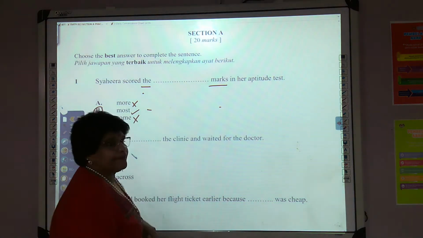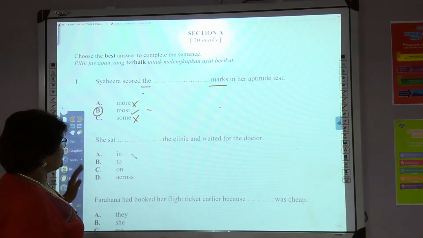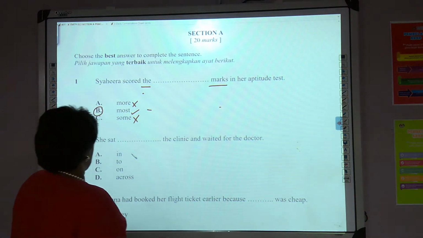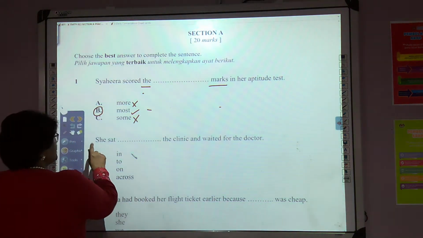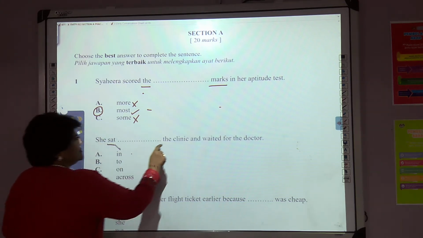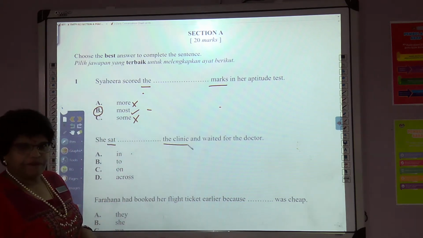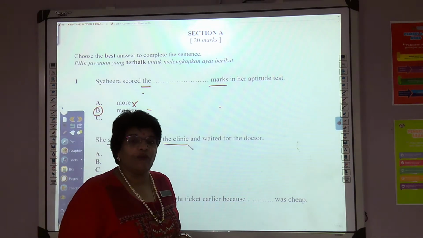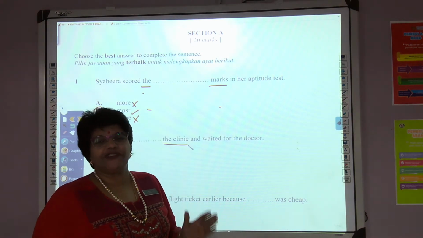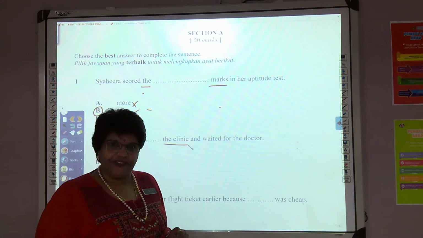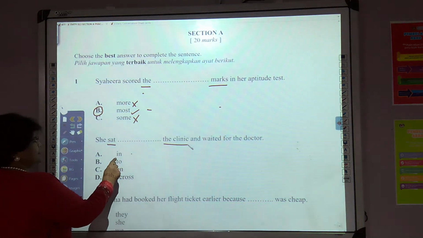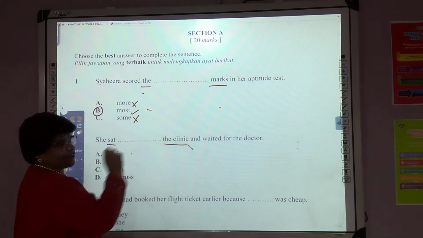Let's look at number 2. She sat the clinic and waited for the doctor. What is the keyword here? She sat the clinic. The keywords are "sat" and "the clinic". One question can have more than one keyword. You can have 2 keywords because these keywords will guide you towards the answer. So here, "sat in the clinic and waited for the doctor."